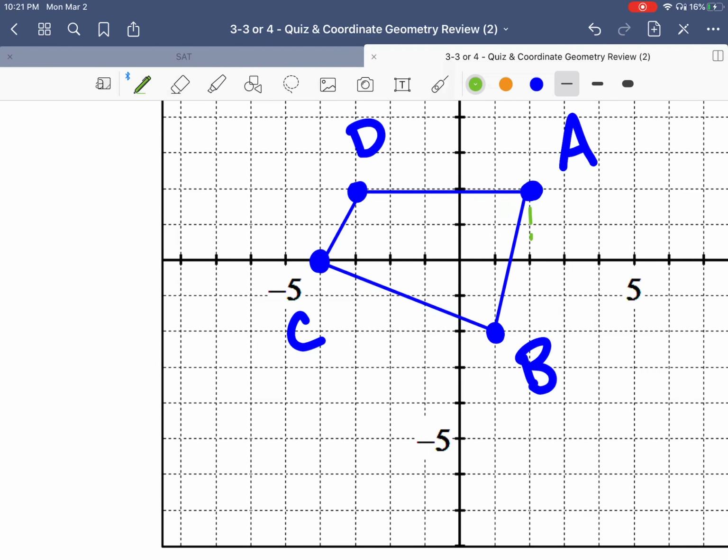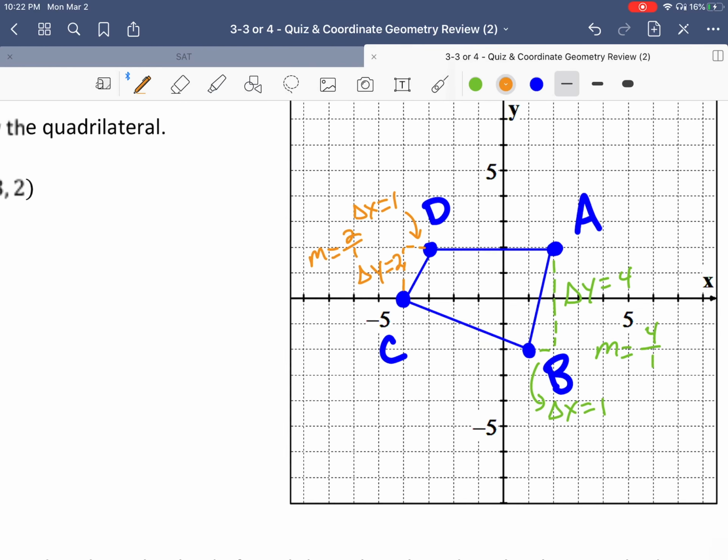Now I'm going to look at the slope triangle to see if there are any parallel sides. In particular, are these sides parallel? Since my delta y is equal to 4 and my delta x is equal to 1, my slope is equal to 4 over 1. And over here, my delta x is equal to 1 and my delta y is equal to 2, so my slope is equal to 2 over 1.